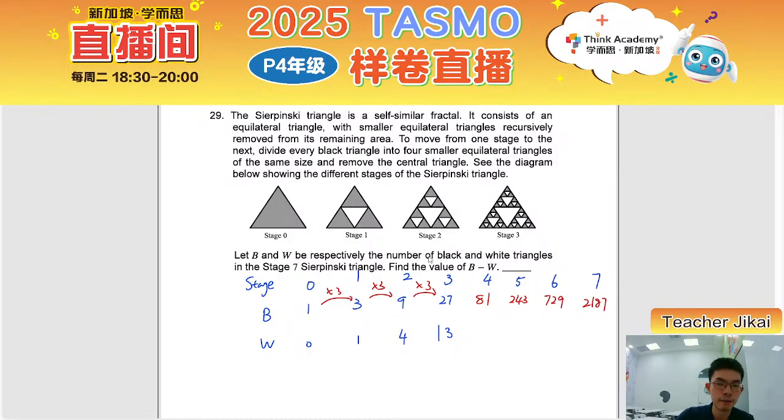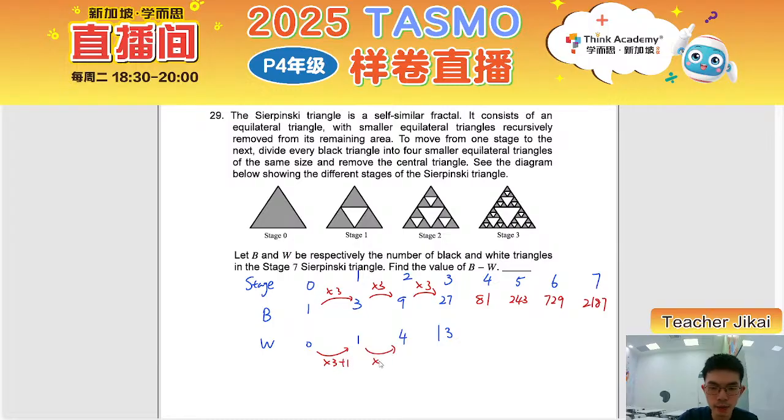Yeah, 2187. And for the white triangles, you can see, yes, every black triangle will generate 1, right? And there is 1 white in the middle. Or you can just find the pattern here. 0 to 1, 1 to 4, 4 to 13. Yes, we times 3 plus 1.